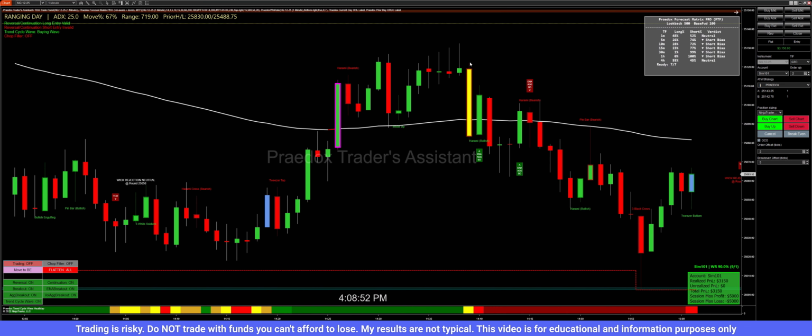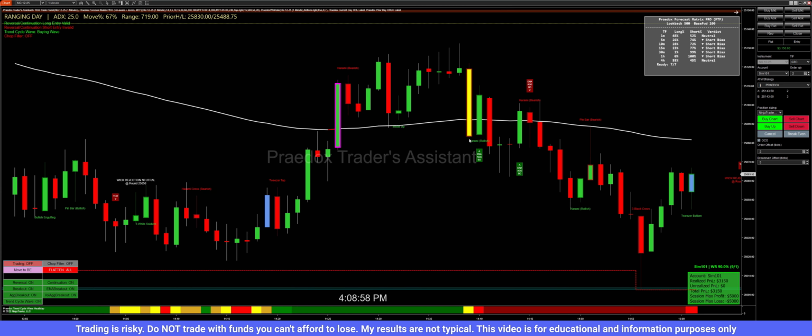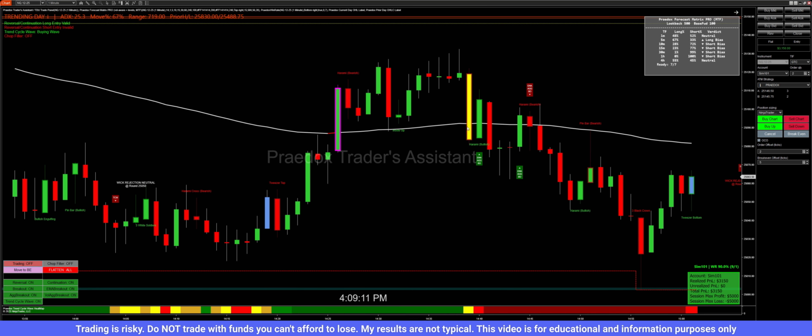Now, I have large bar protection turned on. Large bar protection will basically keep you out of trades when bars are over a certain number of ticks. The default is 120 ticks. And why do you have that? It's to protect you from whipsawing. So typically when you have a large bar, they're going back and forth like this.